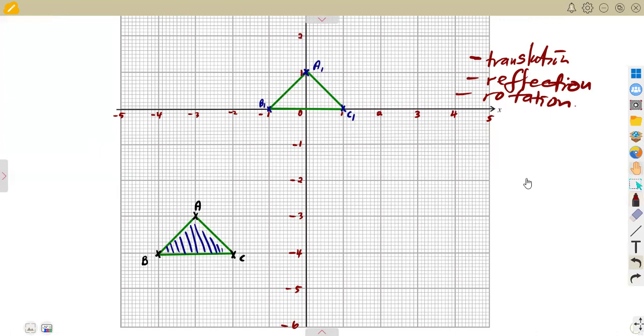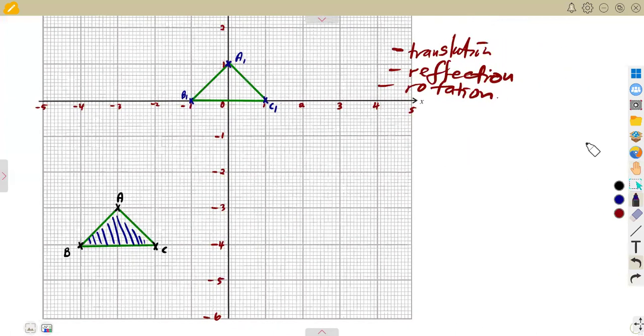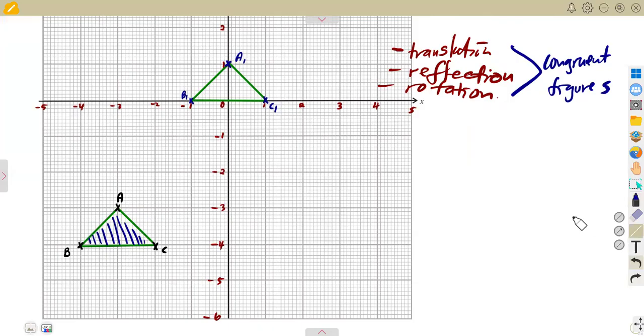Remember, I said these three transformations on our introduction are from congruent. They are from congruent what? Congruent figures. So knowing that these two figures are congruent, now we have to join our corresponding points, so that we can conclude the transformation.